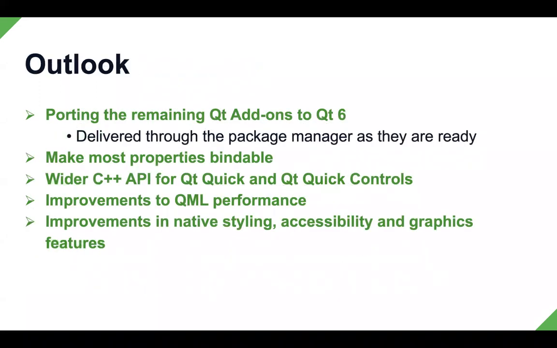Some of the things that we're planning to do there, and this is just a very rough outlook. Tuukka already gave you the roadmap of when the remaining add-ons are planned to appear in Qt 6. They will be delivered mostly through the package manager when they are ready. We are working on making most of our properties in Qt bindable. This work has not yet happened due to time limitations. We're looking into widening the C++ API for Qt Quick and Qt Quick Controls, so you can integrate them better with C++ projects. There are also larger changes planned that will improve QML performance, and then, of course, improvements on the native styling for desktop and mobile, accessibility, and more graphics features, especially in Qt Quick and Qt Quick 3D.